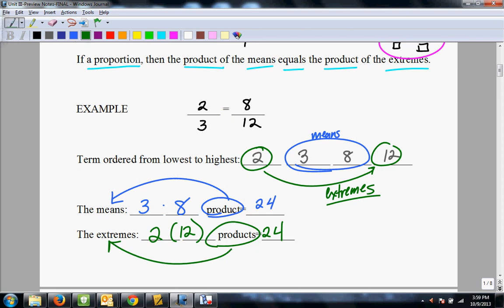You guys actually already know this under a different terminology. I'd like you to put an arrow and connect the means. Now put an arrow and connect the extremes. Basically, we cross-multiplied. I have good news for you. In this entire unit, if you have a proportion and you can consistently and accurately cross-multiply, that's about 80% of this chapter. It boils down to that.